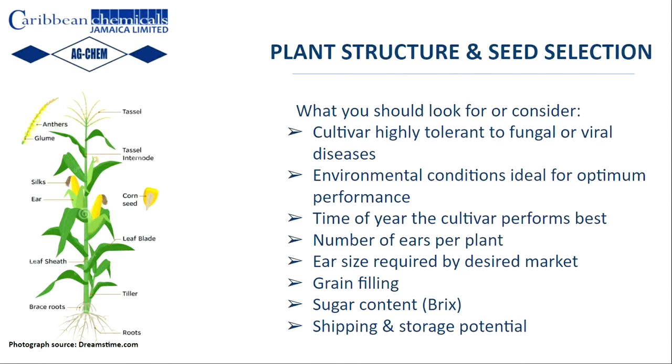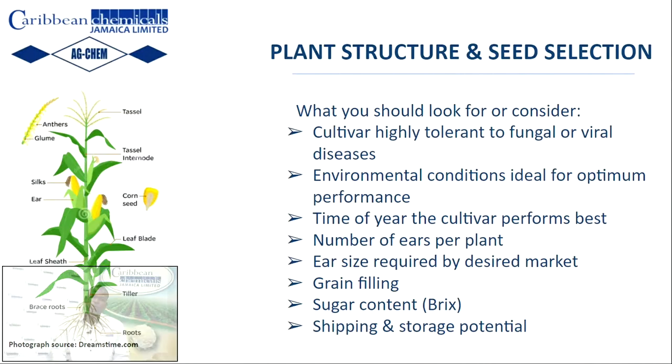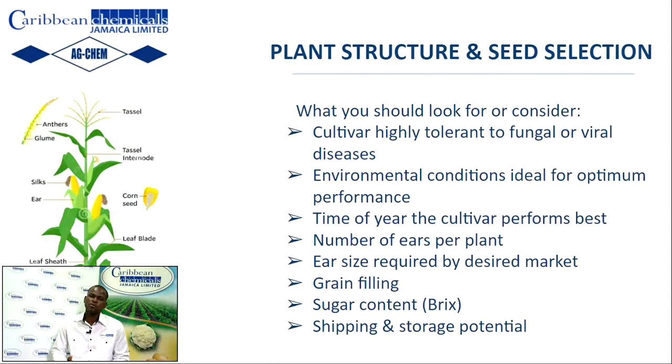Our next criterion is the number of ears per plant, or the number of cobs per plant, which is very great. That will determine the yield you will get from your field. If you plant in a half acre, quarter acre, or acre, the number of ears per plant is very crucial. That will increase your yield substantially if the number is greater. And the next thing is the cob size, or ear size, at the desired market.